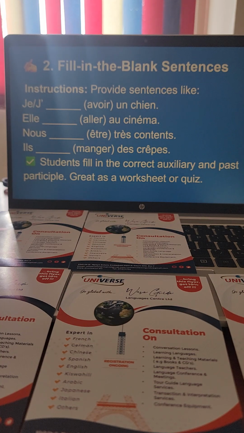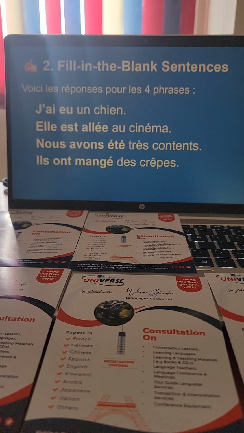So given these four sentences, how do we go about them? You can pause so as to have some time for them to discuss and come up with the correct auxiliary verb and the past participle. Let them discuss, because the objective at the end of the day is for them to understand how to go about le passé composé. Voilà, so the answers are there. J'ai eu un chien. Elle est allée au cinéma. Nous avons été très contents. Ils ont mangé des crêpes.